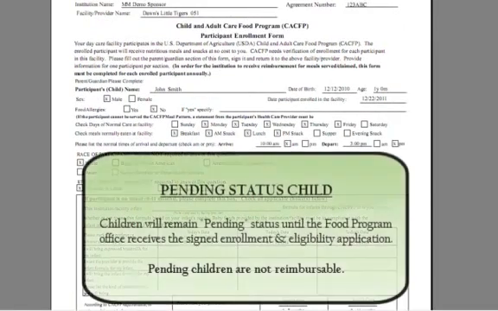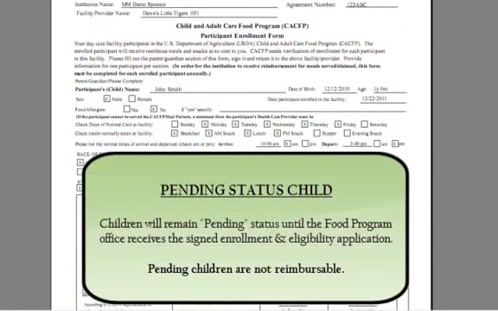Mail the enrollment form and parent income forms to your food program office within 5 days of receiving it. The child will remain in pending status until the food program office receives the enrollment form. After the enrollment form and income form have been verified, they will activate the child and it will become active status.